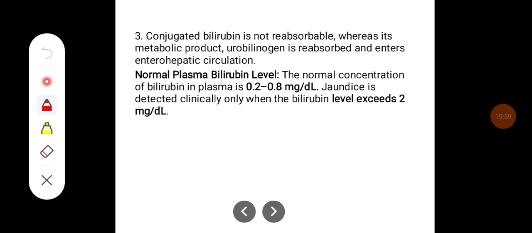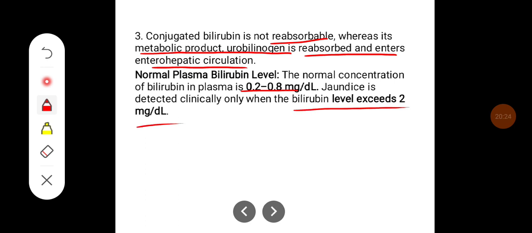The conjugated bilirubin is not reabsorbable, whereas its metabolic product urobilinogen is reabsorbed and enters the enterohepatic circulation. The normal bilirubin concentration in plasma is 0.2 to 0.8 milligrams per deciliter. Jaundice is detected clinically when the bilirubin level exceeds 2 milligrams per deciliter.